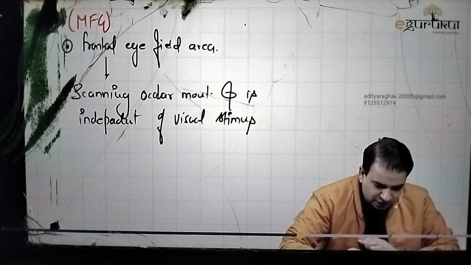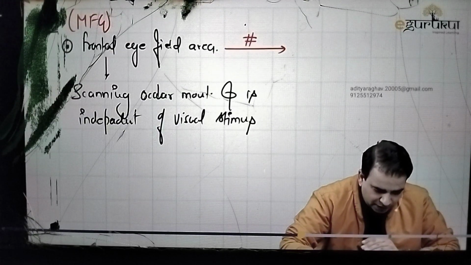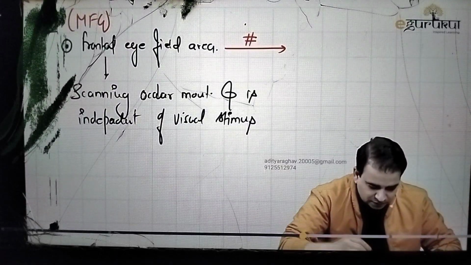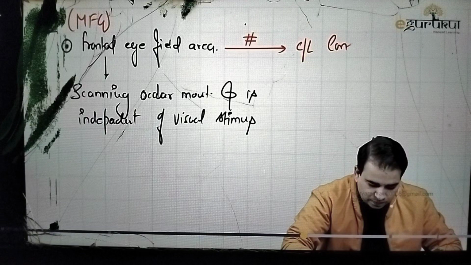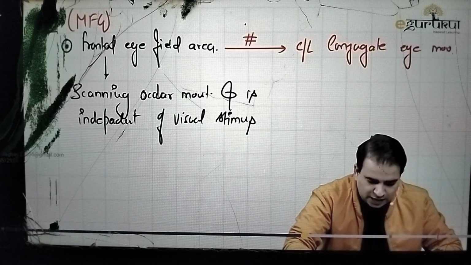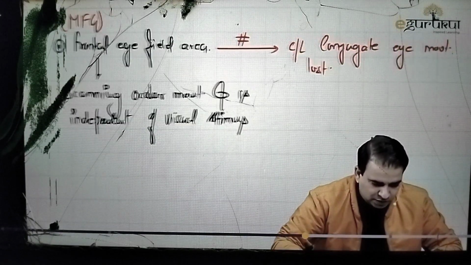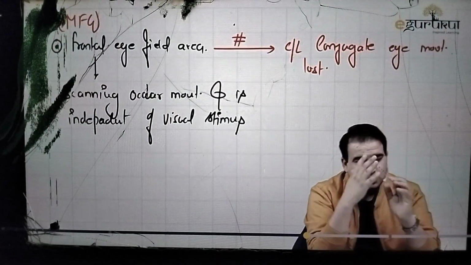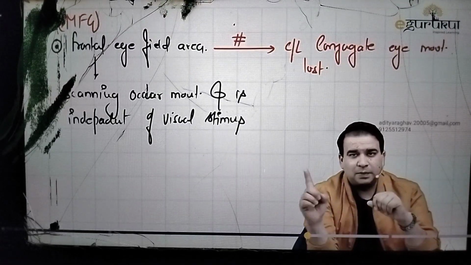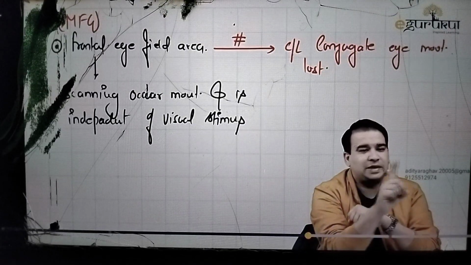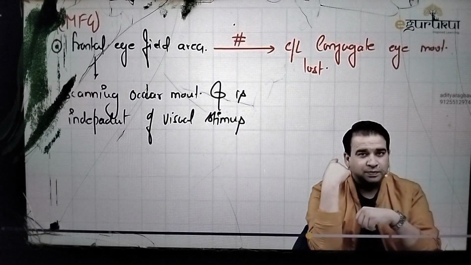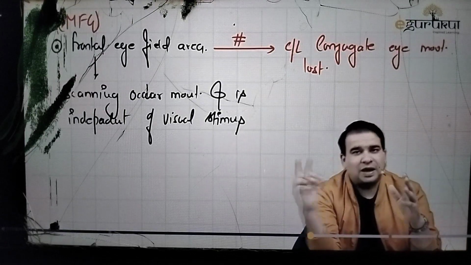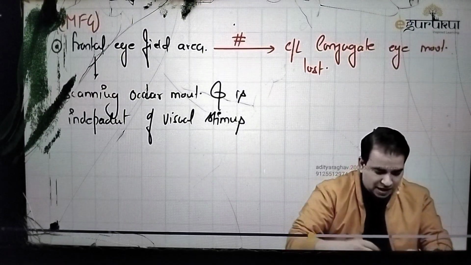Guys, if there is injury to this frontal eye field area, what will happen? Contralateral voluntary conjugate movement of the eye will be lost. The conjugate eye movement is lost, and the eye will be deviated toward the side of the lesion. Remember that also. If, let's say, the right side frontal eye field area is affected, there will be deviation of the eye toward the side of the lesion. Although the pursuit movement will be normal, because that is controlled by the occipital lobe, right? But the voluntary scanning ocular movement will not be there, and you will see the deviation of the eye toward the side of the lesion only. That is the frontal eye field area.